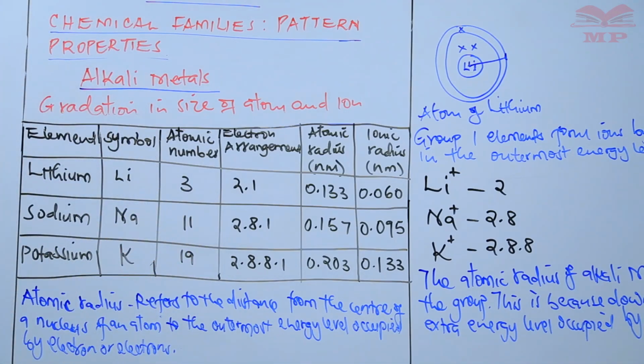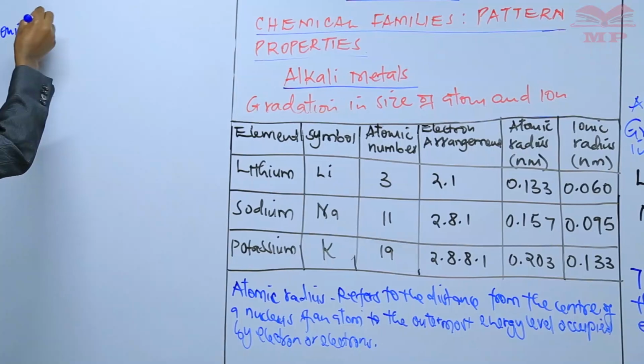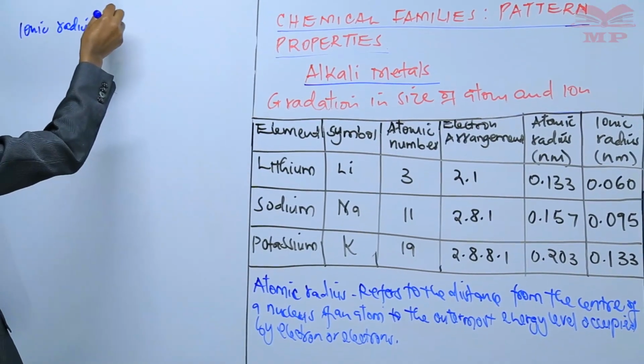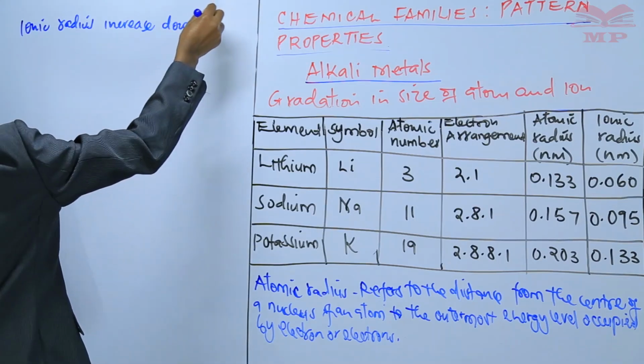The next is ionic radius. The ionic radius increases down the group.